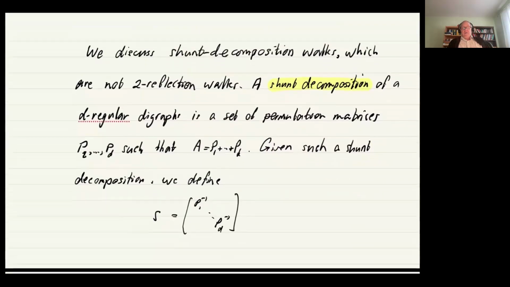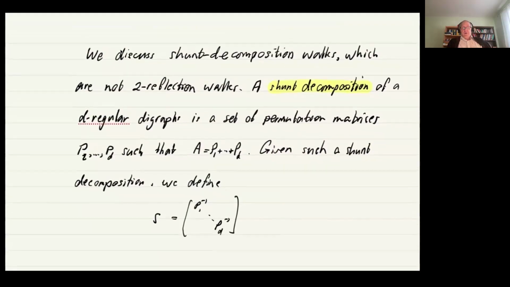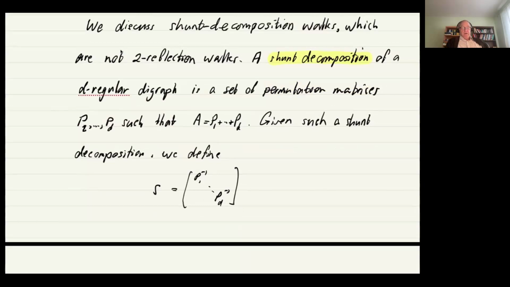There is another class of walks which are not two reflection walks, so I wanted to give you one example of that. So dealing with a d-regular digraph, that means each vertex has d arcs leaving it and d arcs coming in. Now a shunt decomposition of a d-regular digraph is a set of permutation matrices P1 up to Pd whose sum is the adjacency matrix. And given those shunts, we define this matrix S. Now, if you want to know why you've got inverses in there, you're going to have to ask Harmony, because I don't remember. But we formed this block matrix, okay?